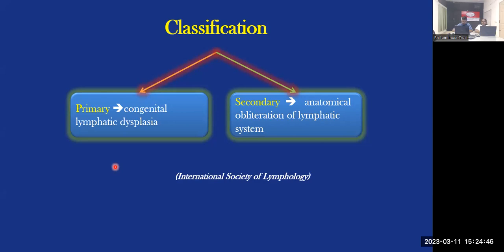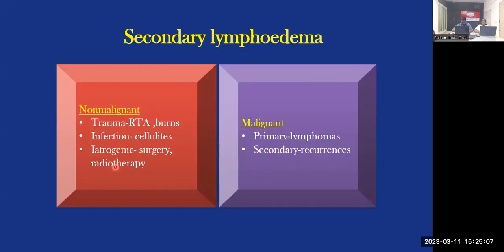Coming to secondary lymphedema, there is anatomical obliteration of the lymphatic system. So if any problem develops in the anatomical part, like the lymphatic system, the patients will develop lymphedema. Again, secondary lymphedema is divided into two groups, non-malignant and malignant.